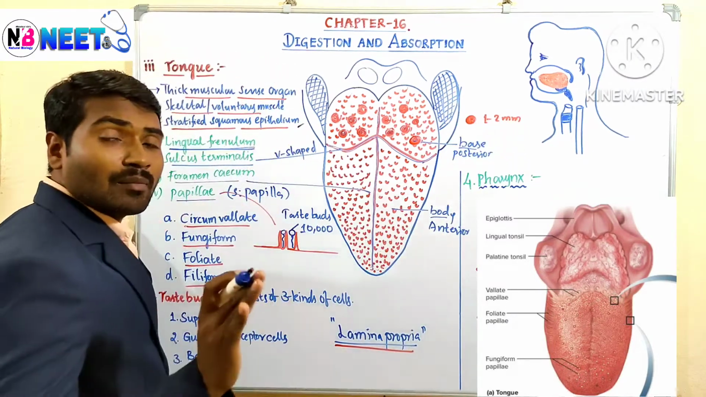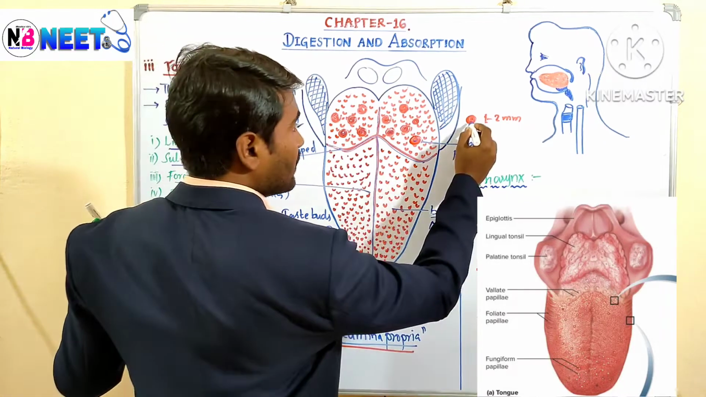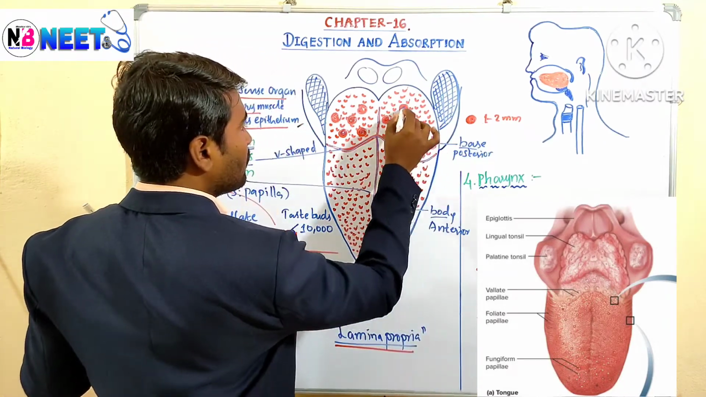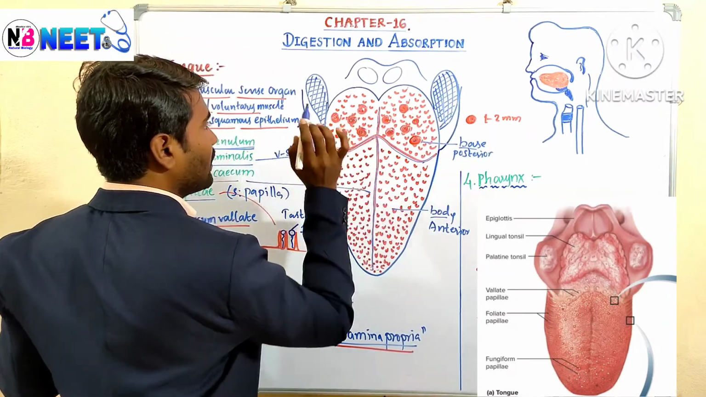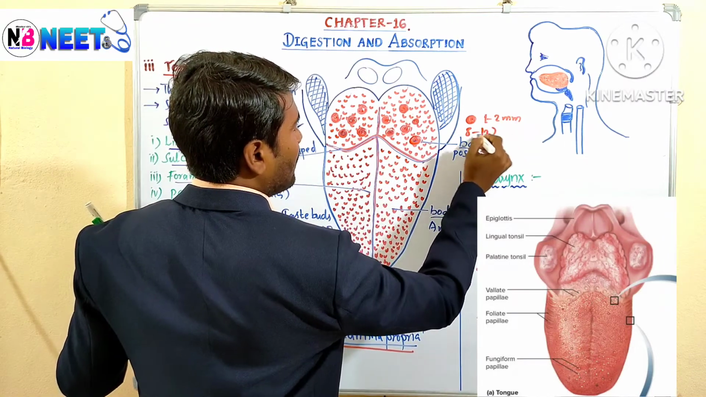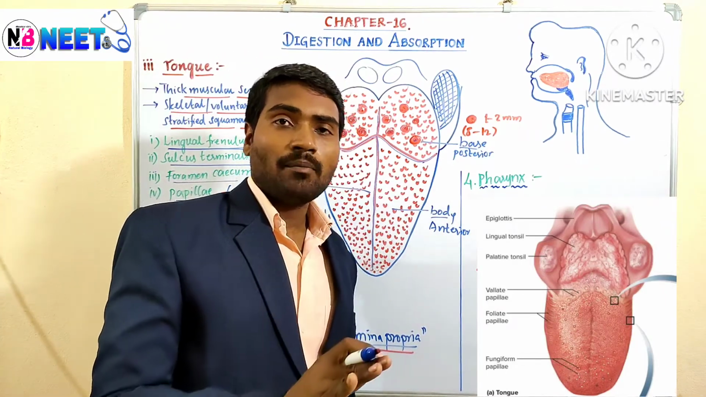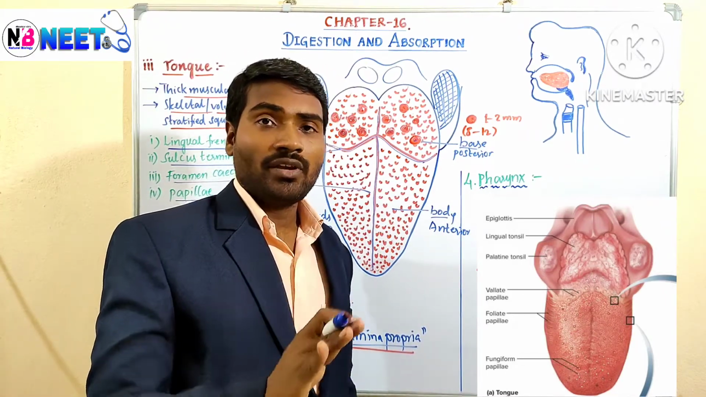1 to 2 millimeters in diameter, that is its size I am talking about. If we talk about their number, how many are present? 1, 2, 3, 4, 5, 6, 7, 8, 9, 10, 11, so 12. They are nearly 8 to 12 in number. They are less in number, just about 8 to 12.